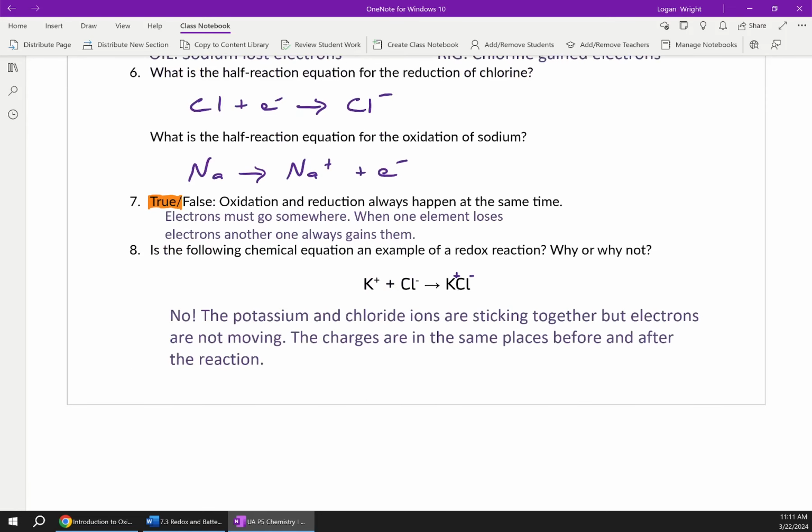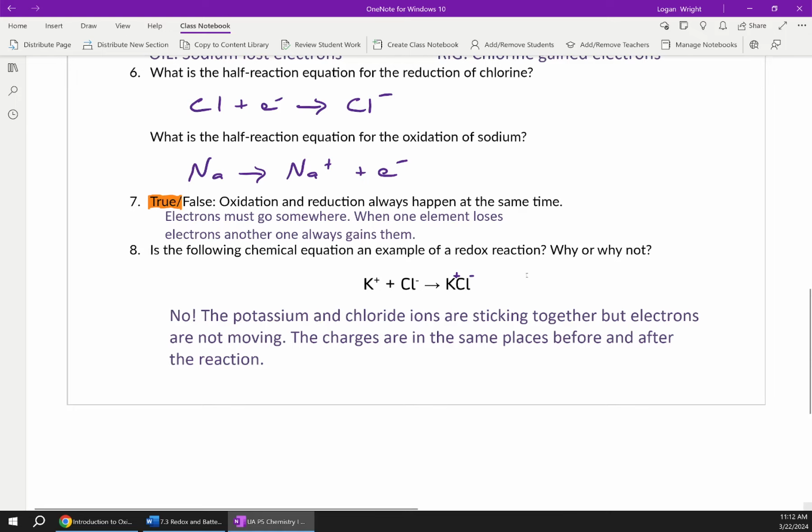Number 8, is the following reaction a redox reaction? No. There is no electron transfer. Potassium has a positive charge because it's missing an electron. Chlorine has a negative charge because it has an extra electron. Is potassium chloride covalent or ionic? It is ionic because it's a metal and a nonmetal.